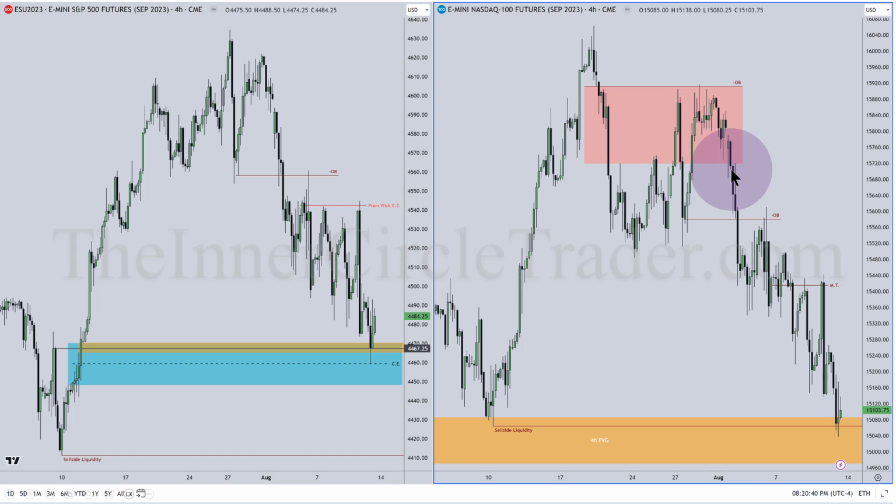NASDAQ on the right-hand side, bearish order block. Trade up into it here. Trade back up into mean threshold. Trade lower, you have a sell side balance, buy side inefficiency here. We trade back up into it. And again, this is that mean threshold.